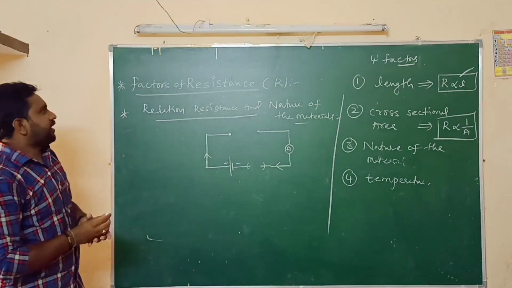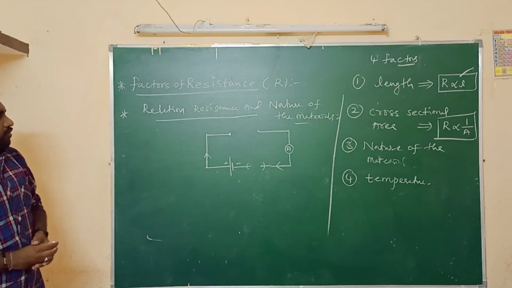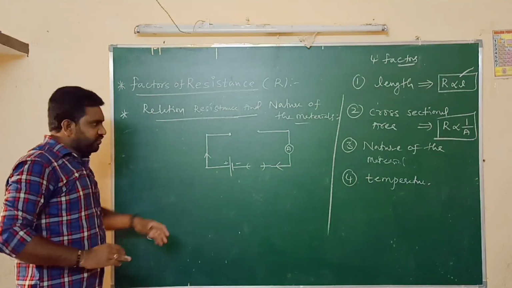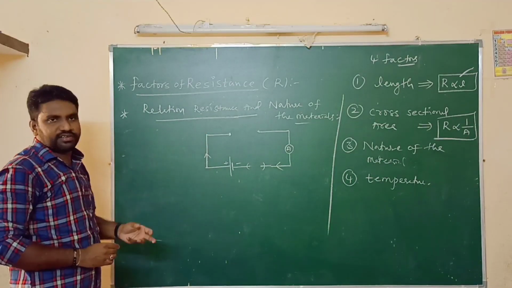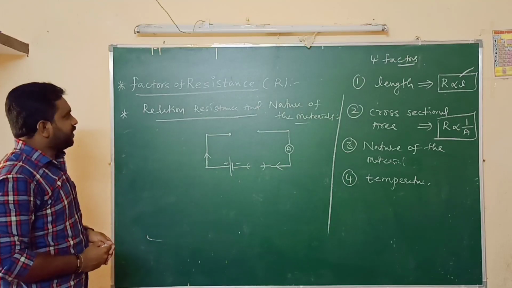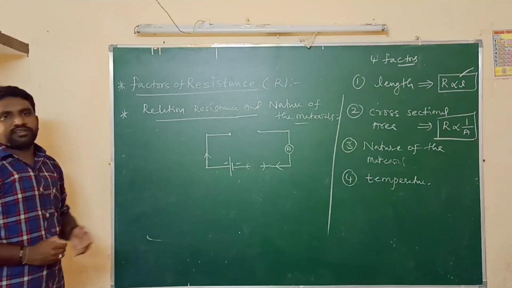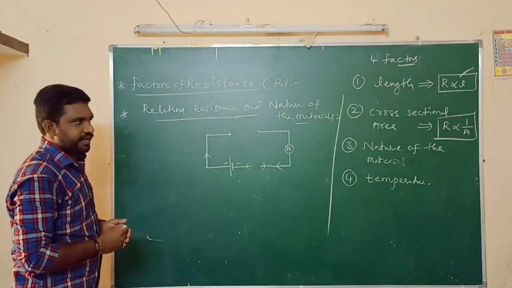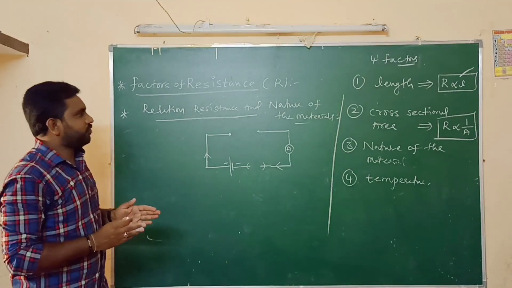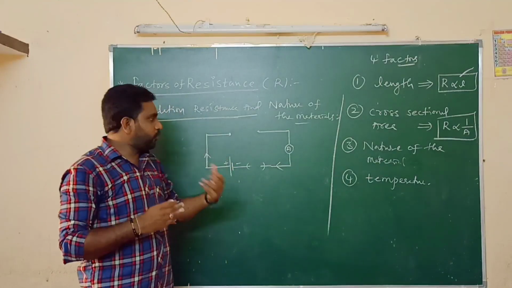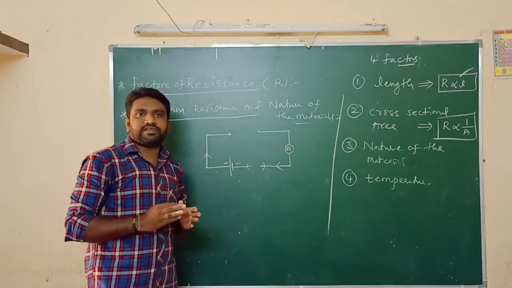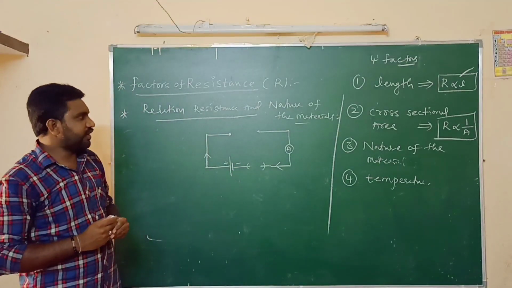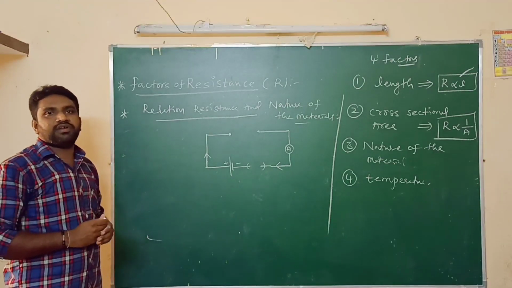To study the relation between resistance and nature of the material, we have to consider the same electric circuit as we discussed in the previous activities. But here we should take two metal wires. They should have the same length and same cross sectional area. These two wires which we are going to consider in this activity should have the same length and same cross sectional area, but they should be made up of different materials.